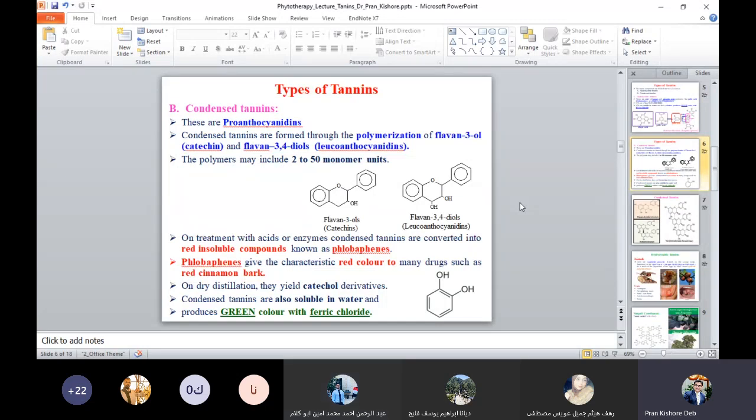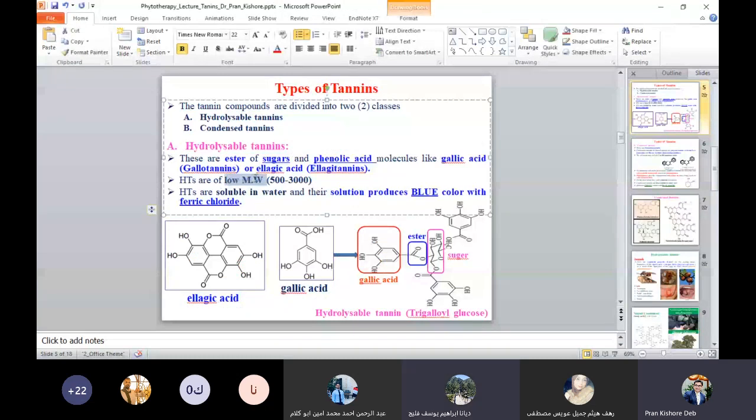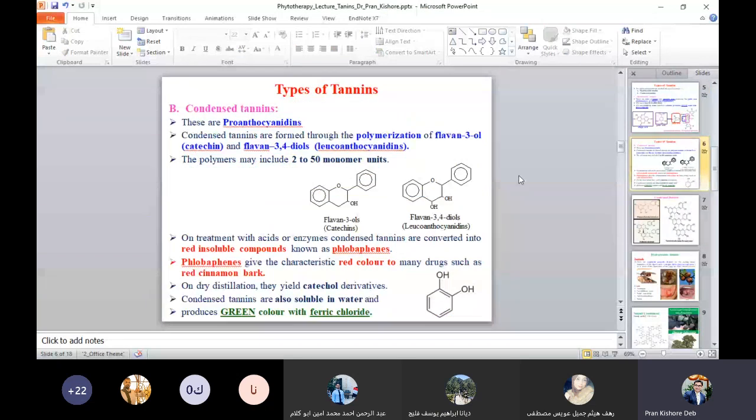Then condensed tannins. Do condensed tannins have low or high? High. Don't say hydrolysis, say hydrolyzable. Hydrolyzable tannins have low molecular weight, and condensed tannins have high molecular weight. What is the third difference?